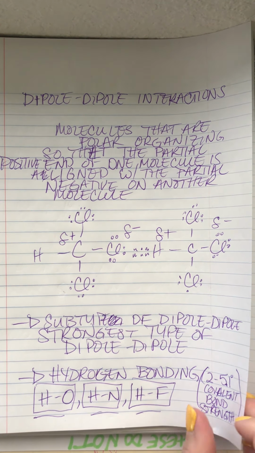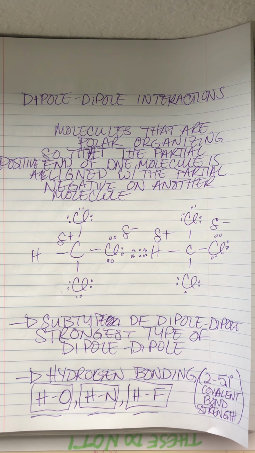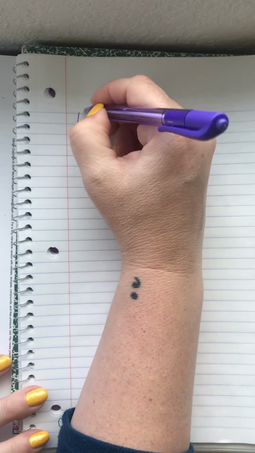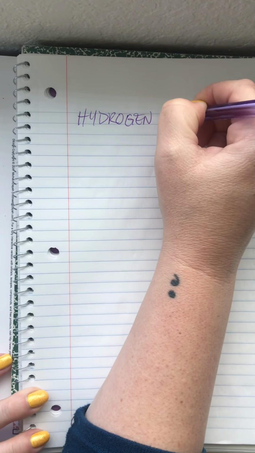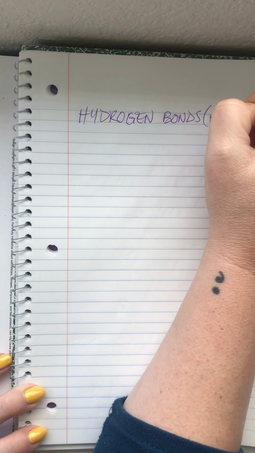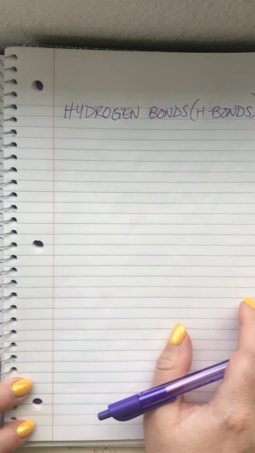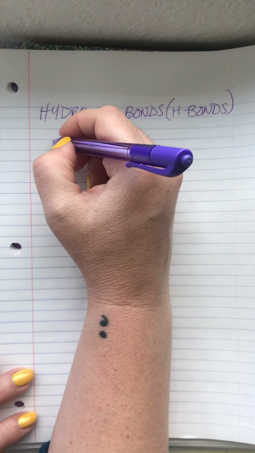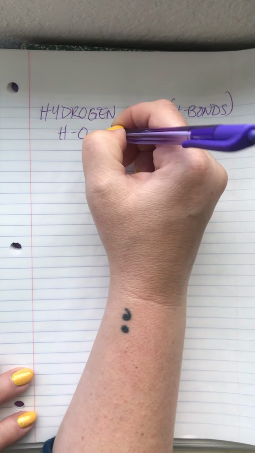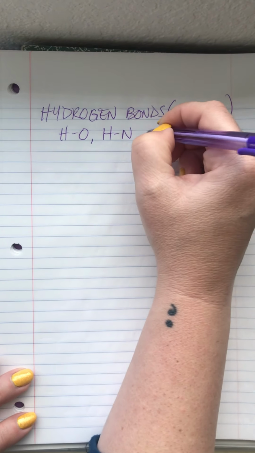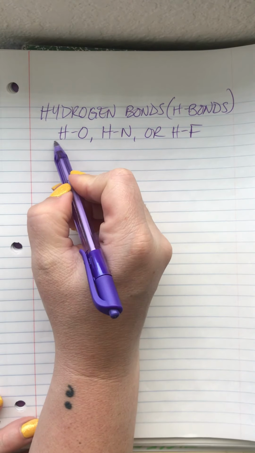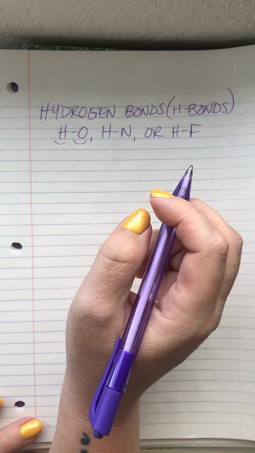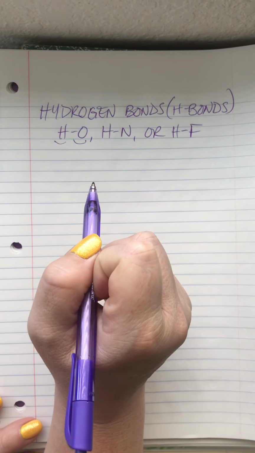Questions so far? So let's talk about why those are the strongest type of dipole-dipole. So hydrogen bonds, which I'm never going to write again, H bonds from now on, right? Hydrogen bonds always involve hydrogen-oxygen, hydrogen-nitrogen, or hydrogen-fluorine bonds, right? So it's not enough to just have hydrogen and oxygen in a molecule, okay? They have to be bonded together, okay?